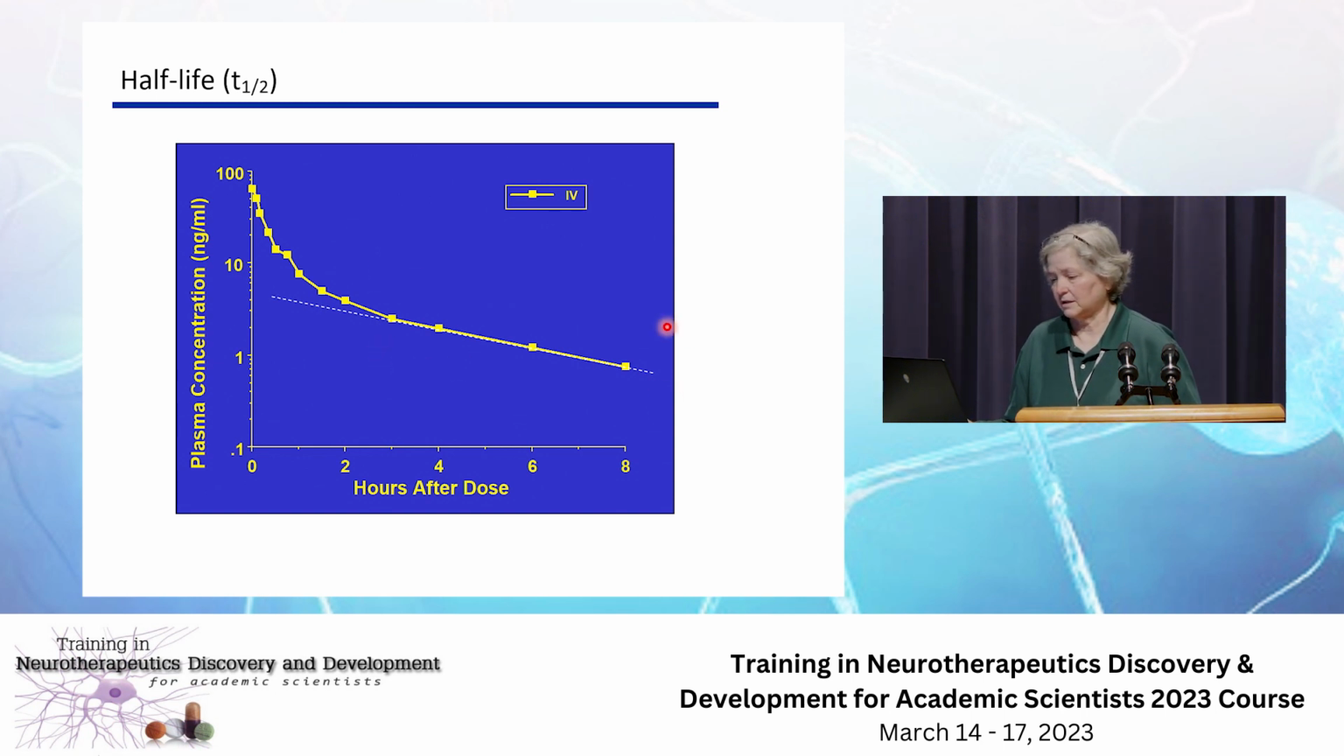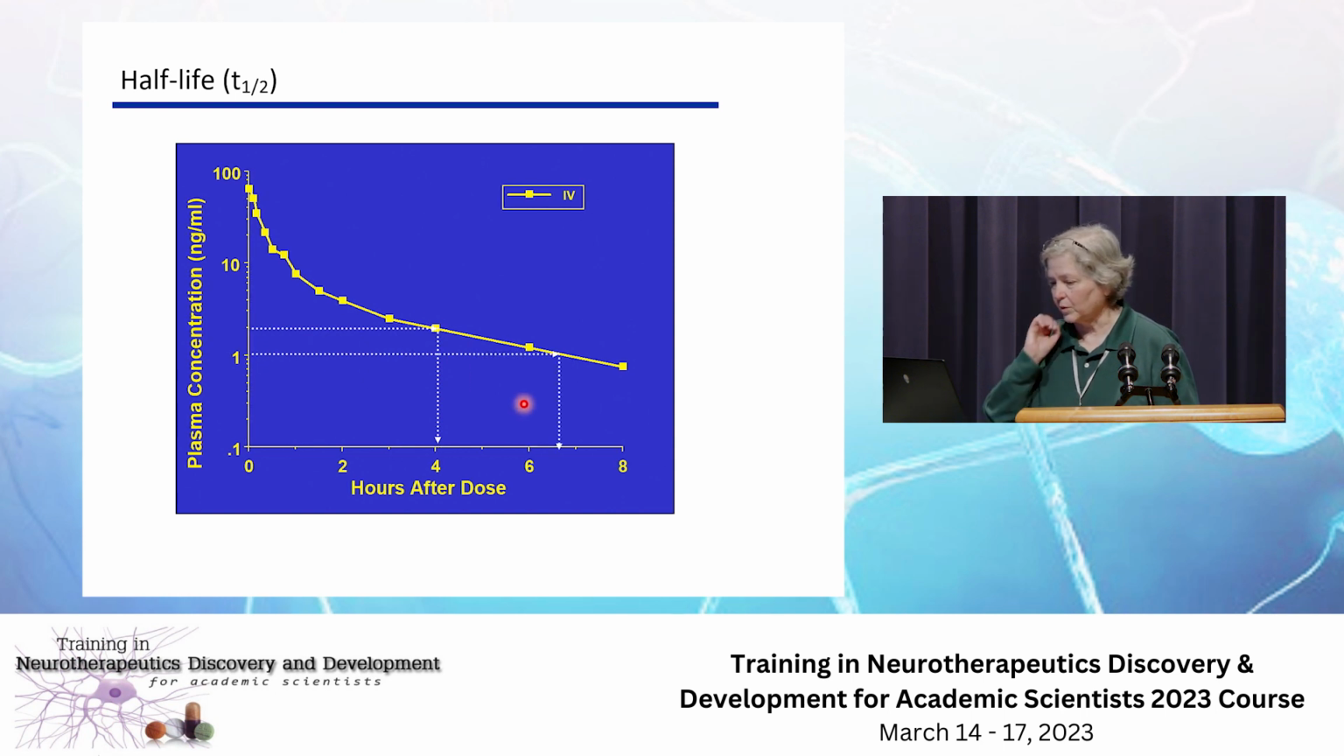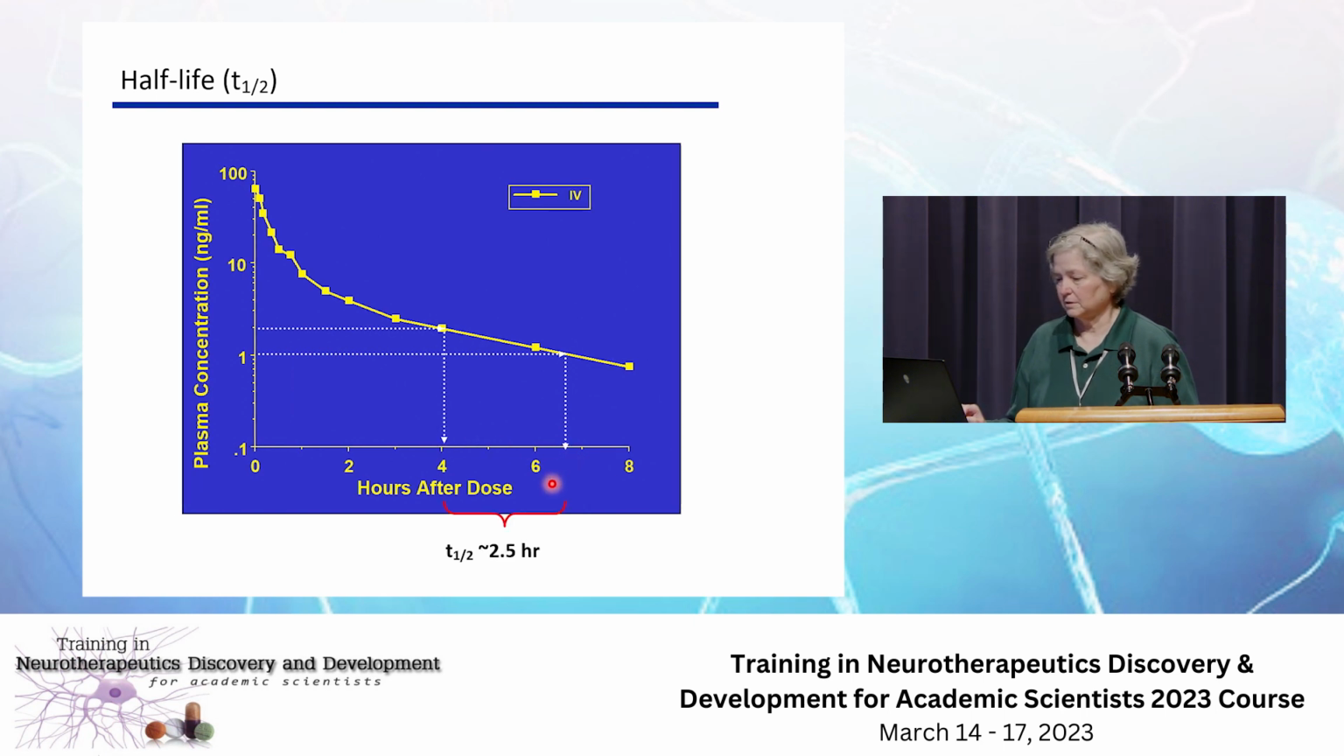And you can actually estimate the half-life just from having a graph like this. You can pick a time point in the terminal phase. The concentration here is about 2 nanograms per mil. We can pick a second point where the concentrations have declined by half. So extrapolate to 1 nanogram per mil and then drop to the x-axis. This difference is the half-life. So this compound has a half-life of about 2.5 hours.